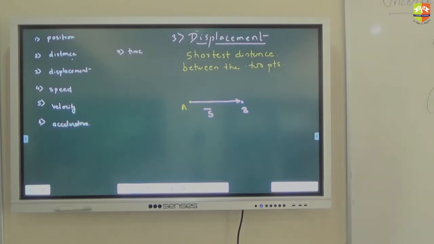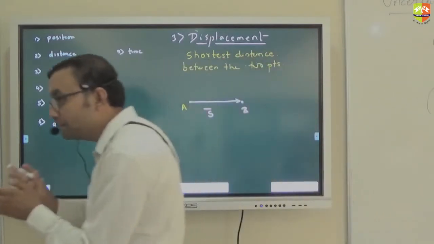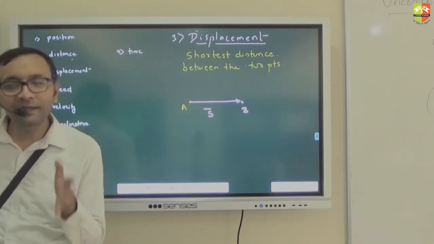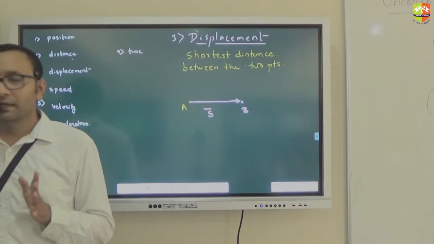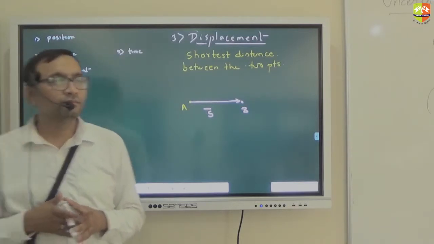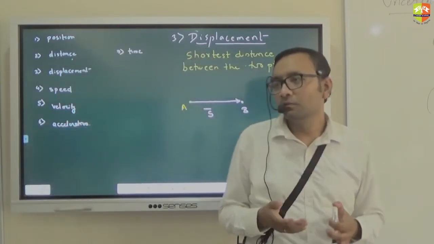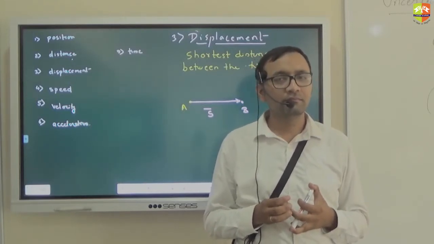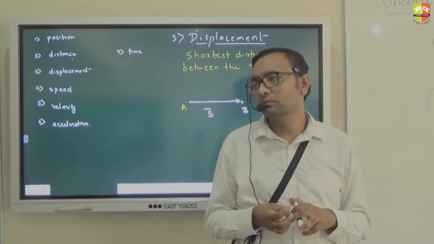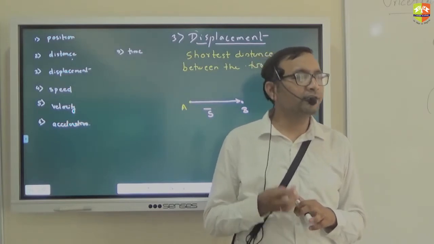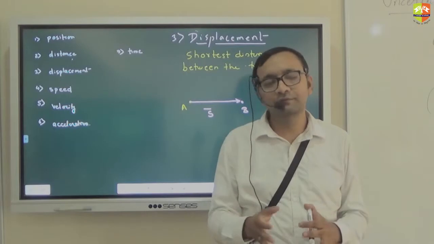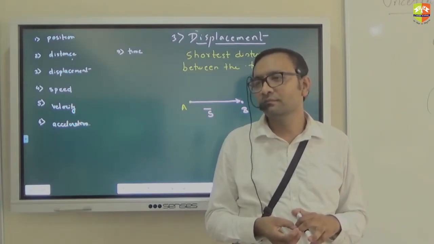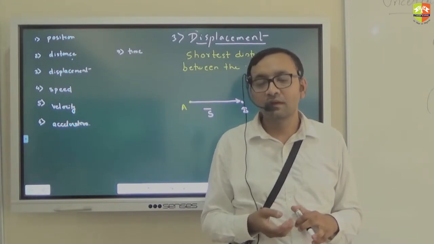unique? Yes. The magnitude of displacement is unique? Yes. Shortest distance between any two points is a straight line, yes or no? Can you prove it? How? Only one straight line can pass through. Between two points, the shortest distance is a straight line. Prove it.